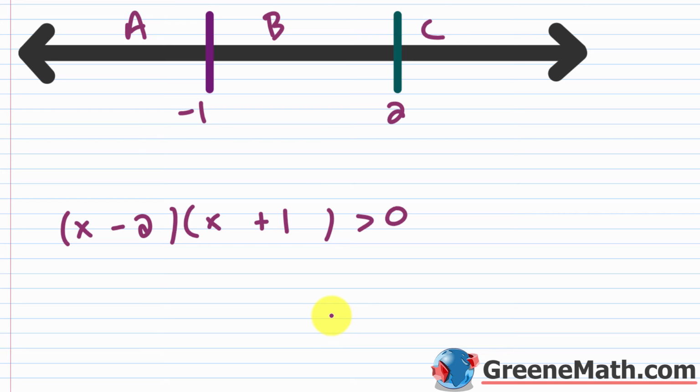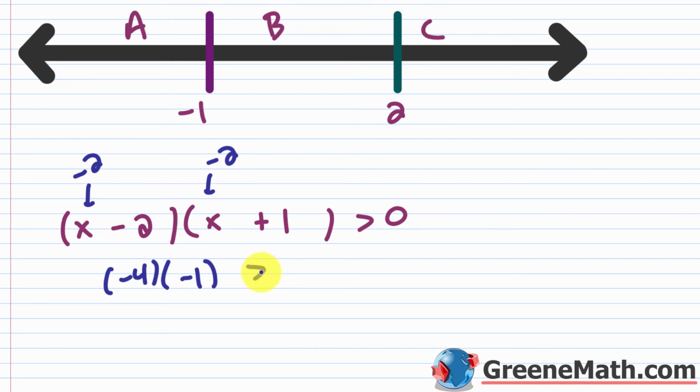So if I plug in, let's say, a negative 2, let's try that for region A. Let's see what we get. So plug that in there and there. So negative 2 minus 2 is negative 4. And then here, negative 2 plus 1 is going to be negative 1. So negative 4 times negative 1, we know that's a positive. It would be a positive 4.